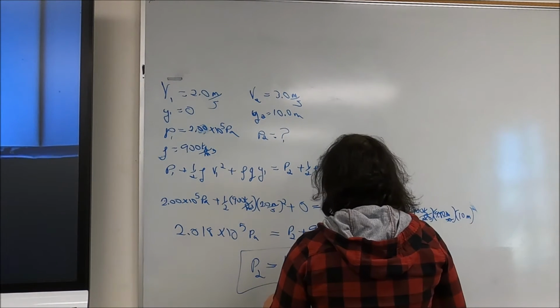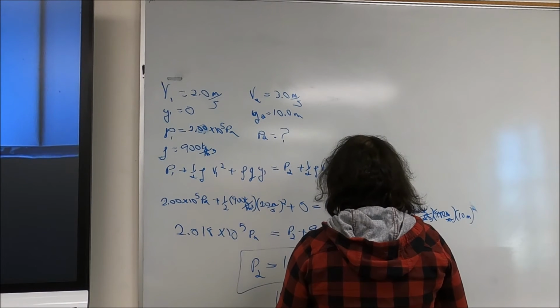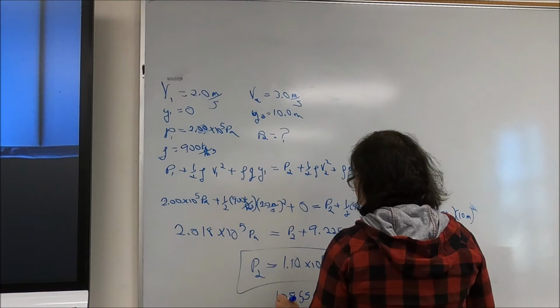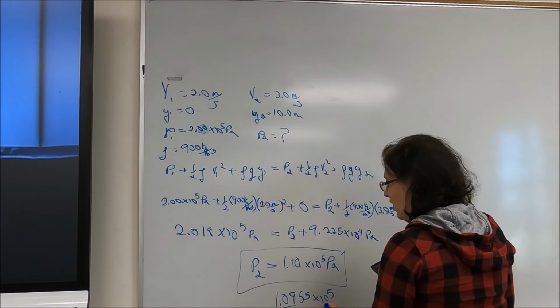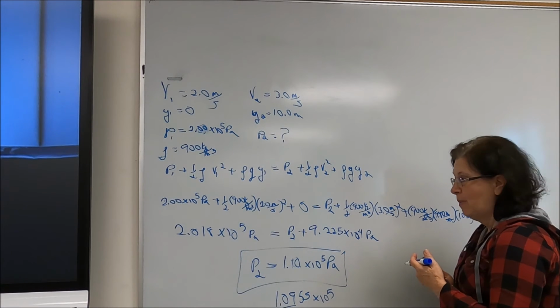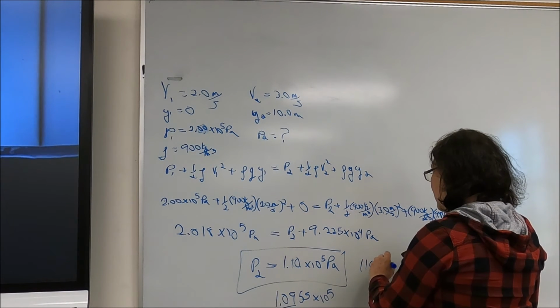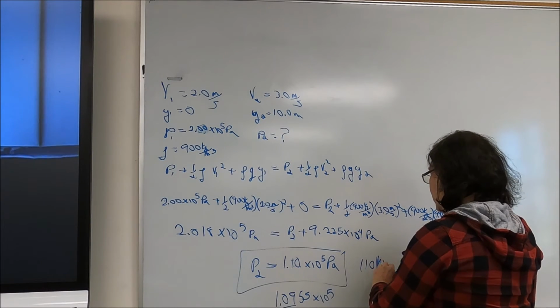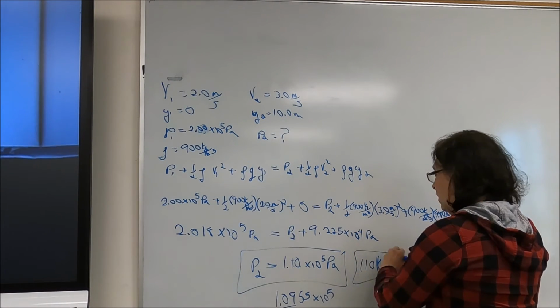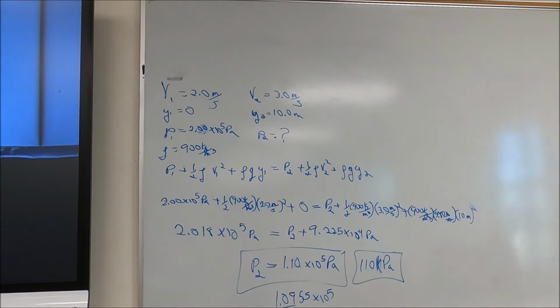My calculator is reading 1.0955 times 10 to the 5. If I round that to 3 sig figs, which your book always does, I get 1.10 times 10 to the 5 pascals. Or you could say 110 kilopascals. It didn't say what unit it wanted it in. Okay? So pascals or kilopascals, either one would work.